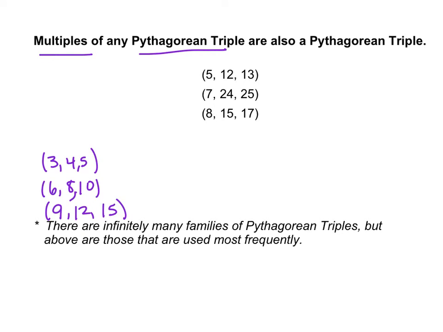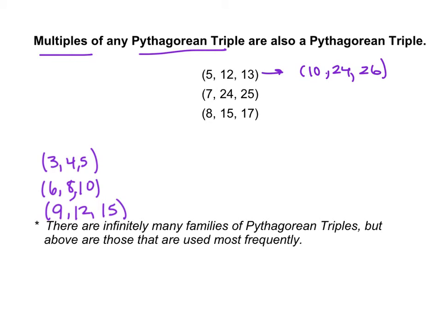So here are some Pythagorean triples, and if you take any of these triples and multiply them by 2, 3, 4, your result will be another Pythagorean triple. So for example, the first one, if you took all those numbers and doubled them, you'd get 10, 24, and 26. That is also a Pythagorean triple.